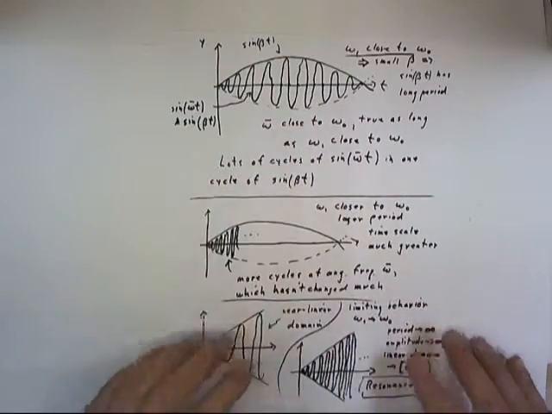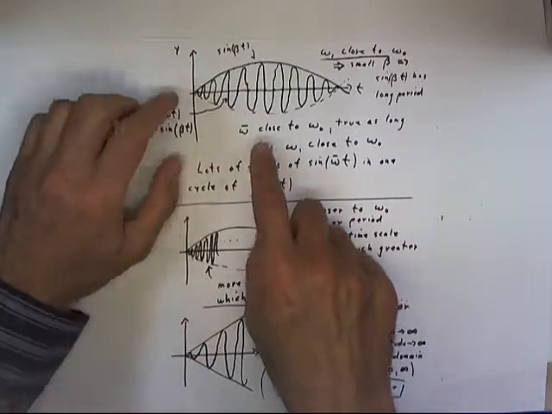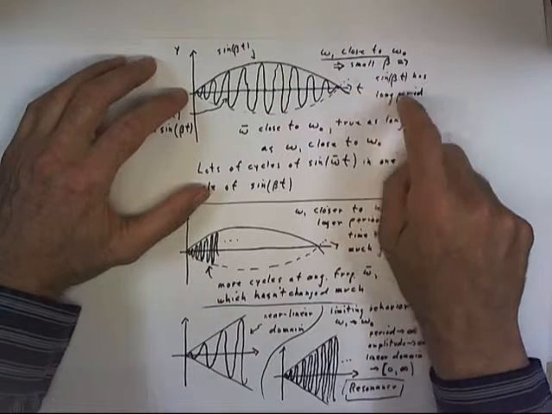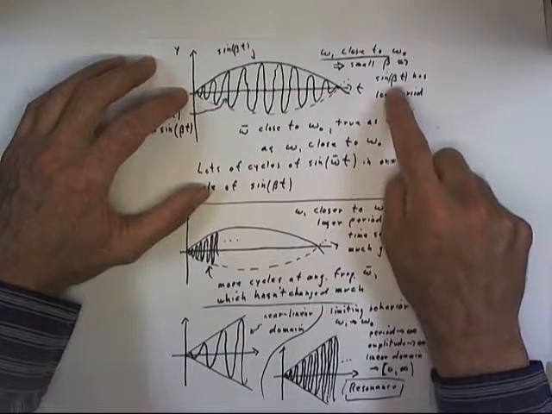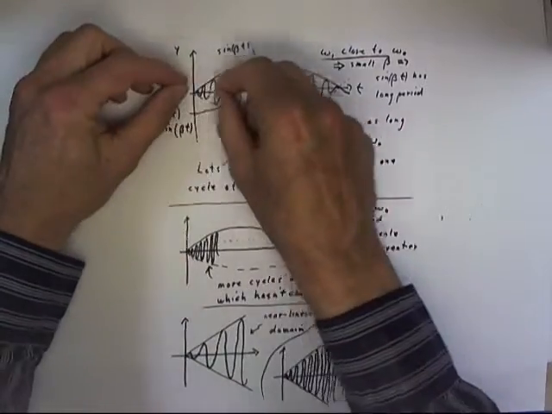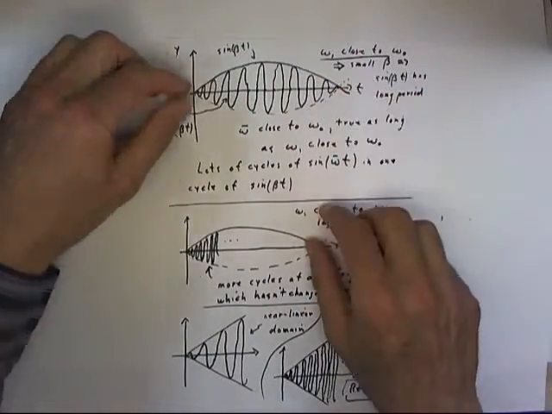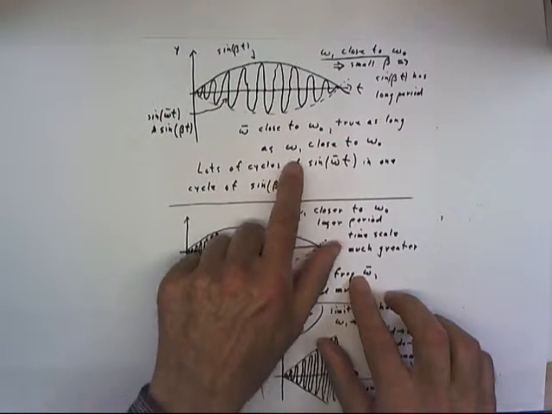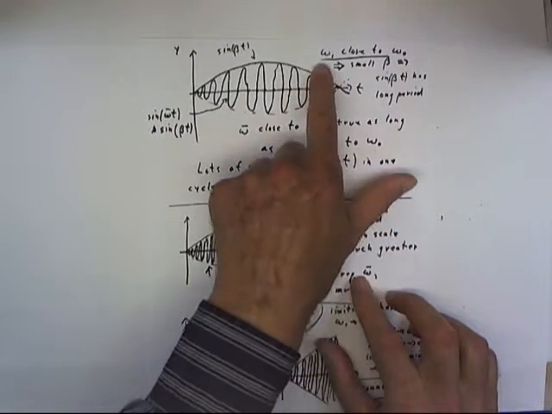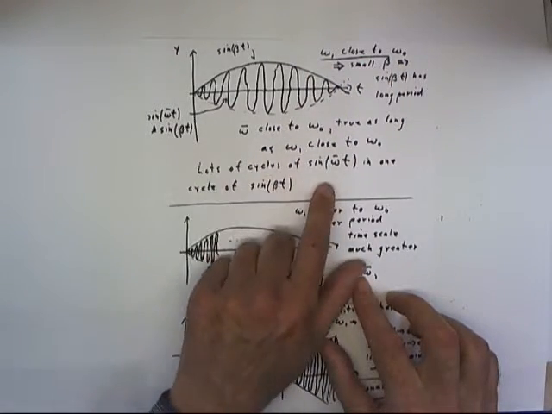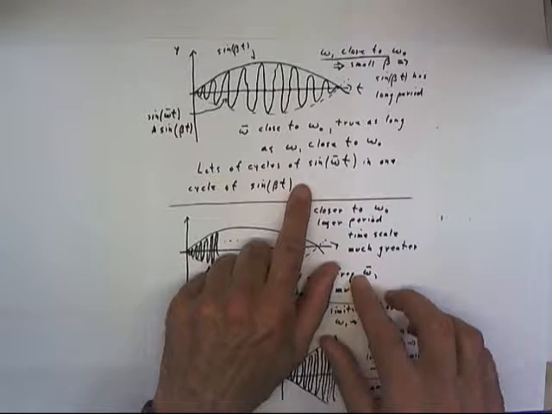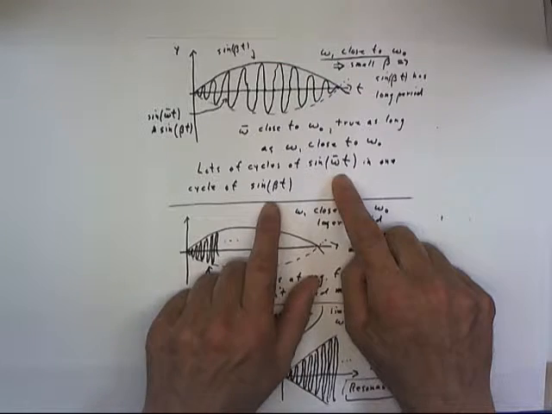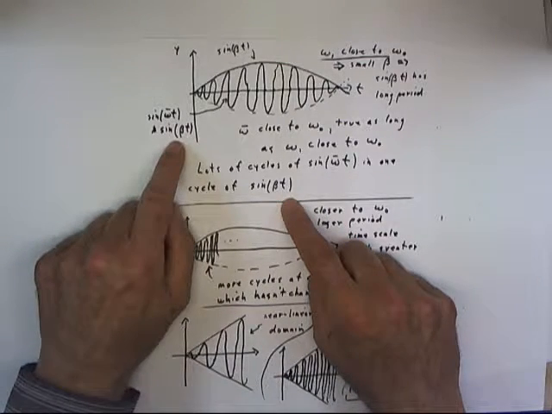So we can represent the behavior fairly easily. If omega 1 is close to omega naught, then you have a small value of beta, which gives sine beta a long period. So the period of sine beta extends. And omega bar stays pretty much close to omega naught as long as omega 1 is close to omega naught. And since omega 1 is approaching omega naught, that's certainly going to be the case. So what we end up with is lots of cycles of the sine of omega bar t in one cycle of the sine of beta t.